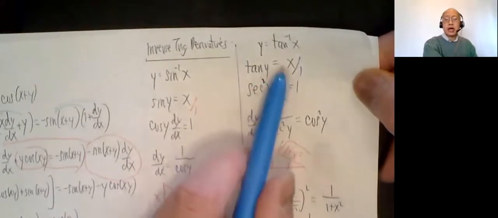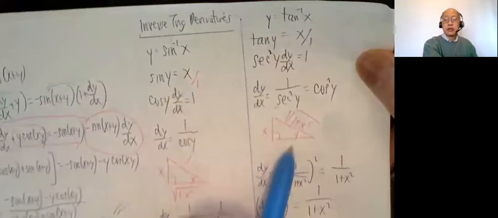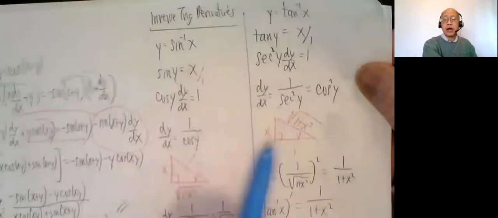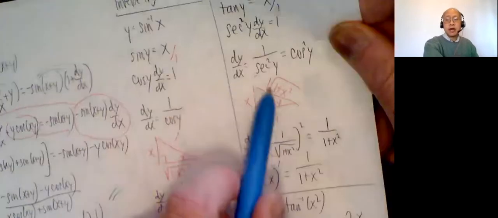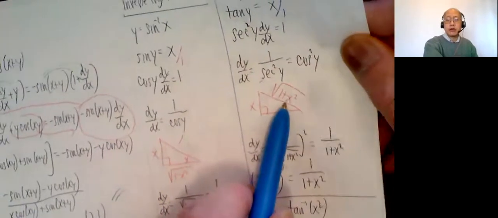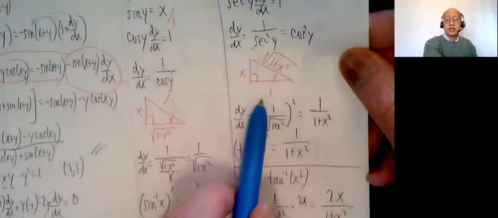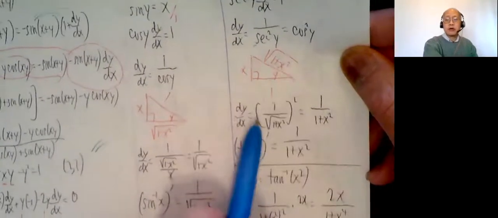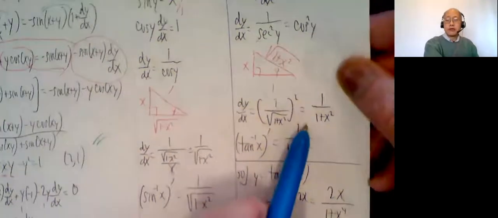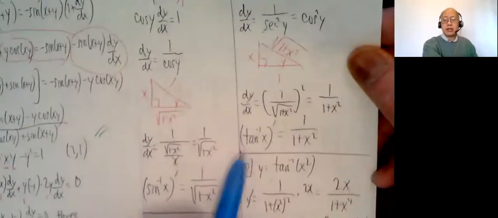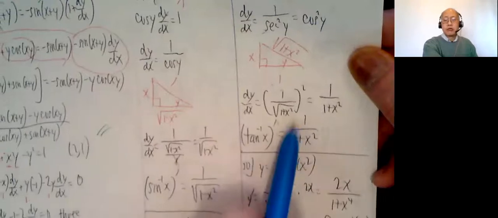Okay, tangent is opposite over adjacent. So here's y, tan y, opposite x, adjacent one. A little bit of Pythagorean theorem, the hypotenuse comes out to be radical one plus x squared. So dy/dx is cosine squared y. Cosine is adjacent over hypotenuse, so it's one over radical one plus x squared, squared, and that comes out to be one over one plus x squared. Bottom line, the derivative of inverse tangent is one over one plus x squared.